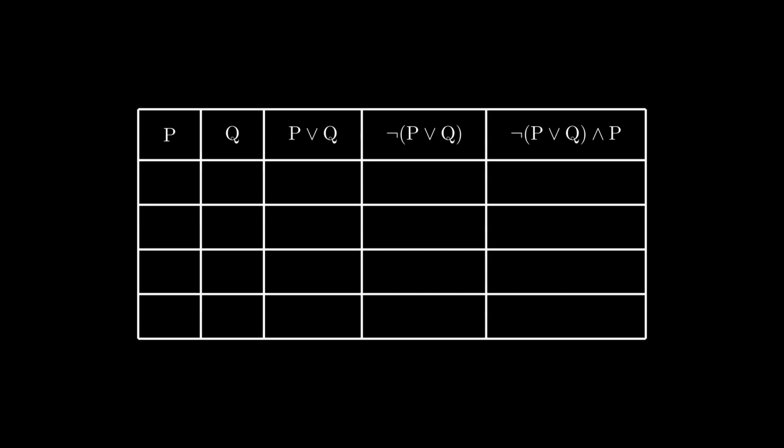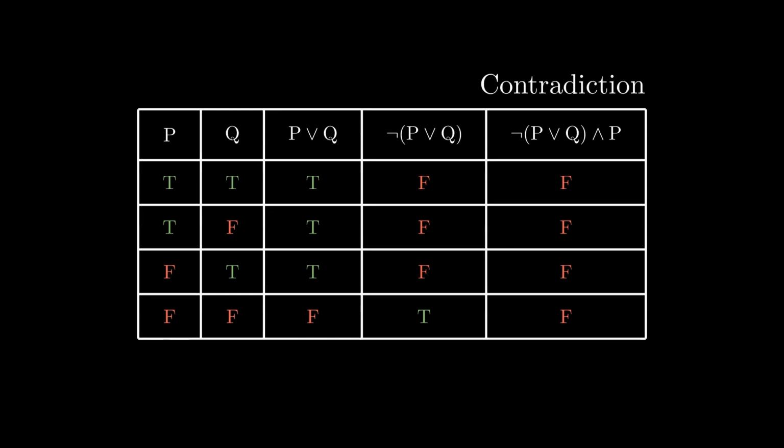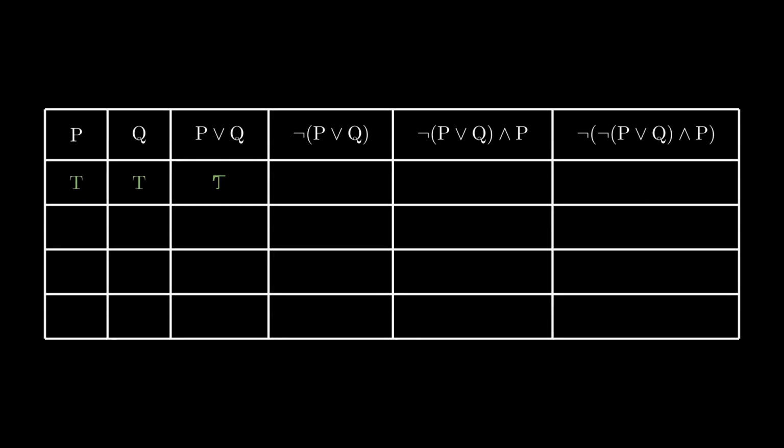Why don't you pause the video here and try to work out the truth table for this statement? The best way to solve these types of problems is to create columns for intermediate steps and go step by step. You may have noticed in here that every combination of true and false for P and Q yielded false for the final statement. This is known as a contradiction. If every combination of true or false resulted in true, then the statement is known as a tautology.